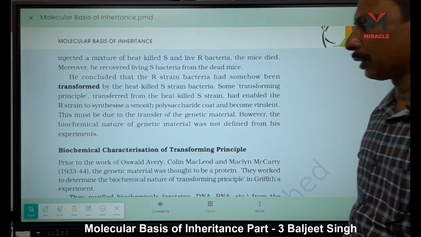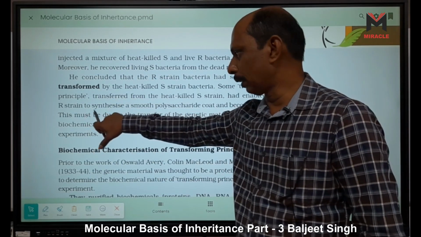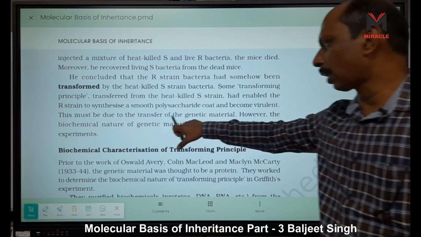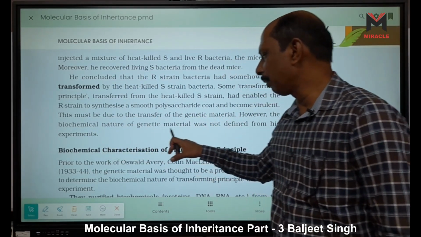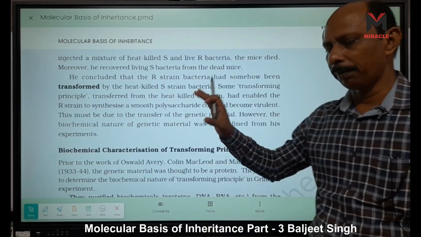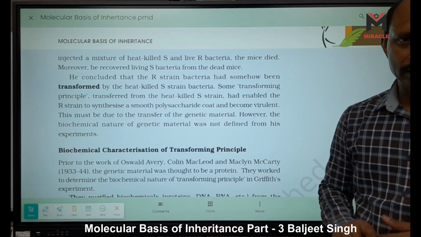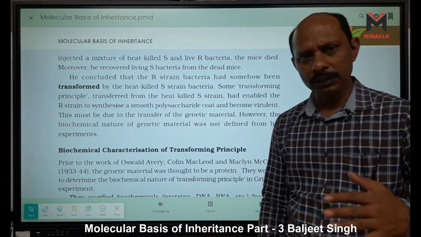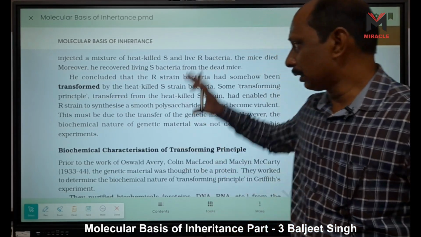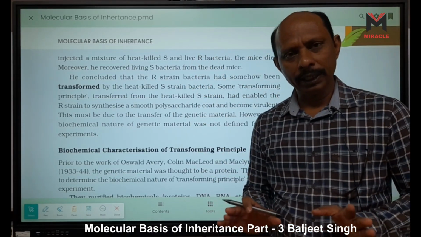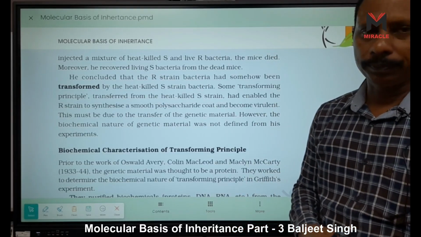But at that time he did not understand how; this must be due to the transfer of genetic material. However, the biochemical nature of genetic material was not defined from his experiment. They understood that some material is responsible for the transformation of R bacteria into S-strain bacteria, but in this experiment they did not find which material is responsible.